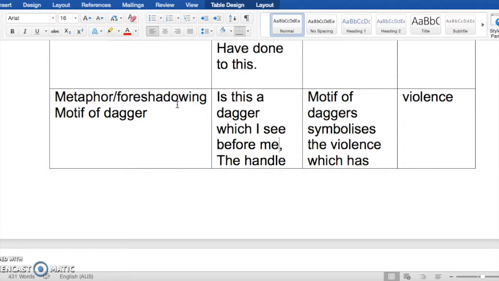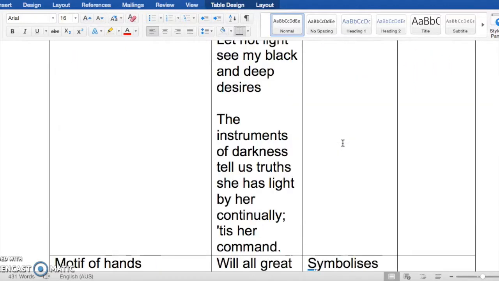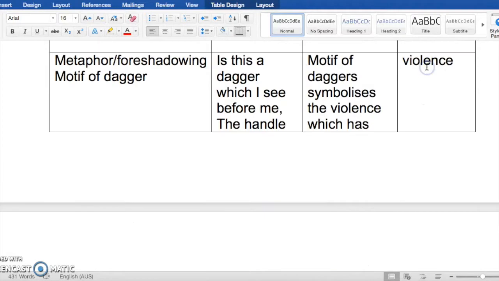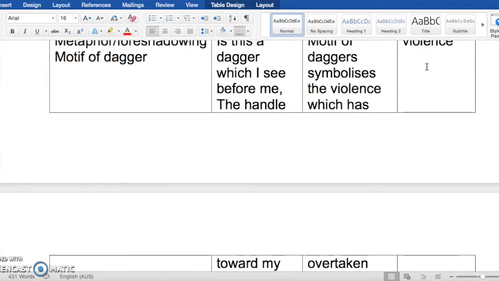So in the line, "Is this a dagger which I see before me?" the motif of daggers symbolizes the violence which has overtaken Macbeth. Okay, and here the theme would be violence, which is obviously a very big theme in the play. So here you would say, Shakespeare uses the metaphor of the motif of the dagger, as well as foreshadowing in the example, "Is this a dagger which I see before me?" The motif of the dagger symbolizes the violence which has overtaken Macbeth, to explore the theme of violence.